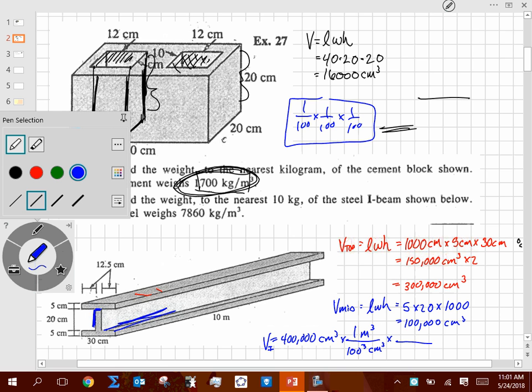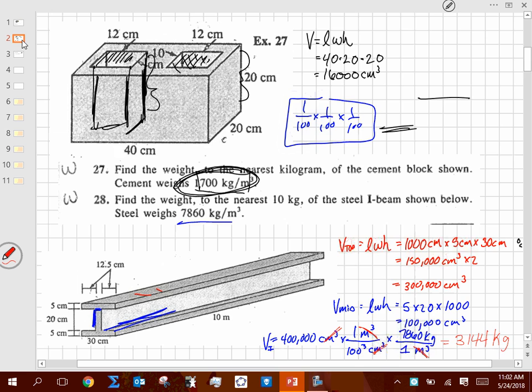Then I'm going to multiply that by my 7860 kilograms per 1 cubic meter. Now if we think about this, the centimeters cubed are going to cancel, the meters cubed are going to cancel, and the only thing left then is kilograms. And I multiply that stuff out, it's going to give me a really nice number of 3144 kilograms, and that would be the mass or weight of that I-beam.